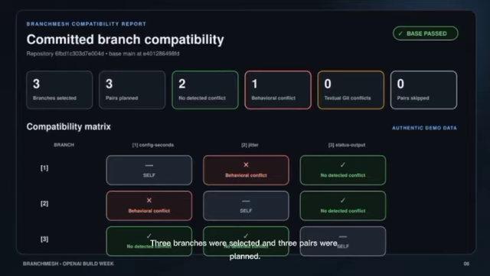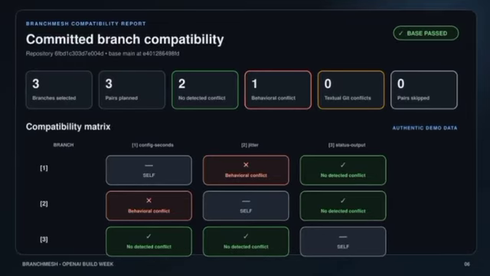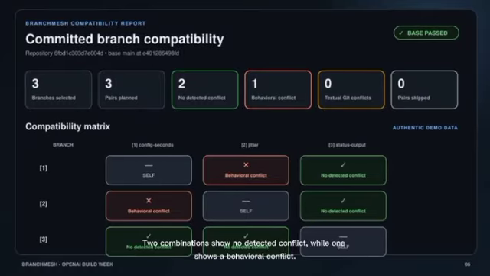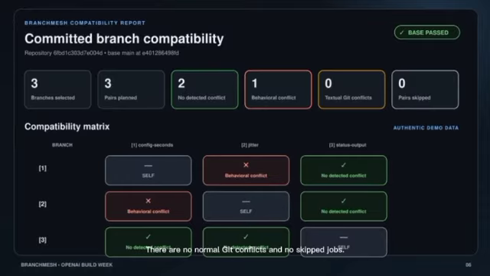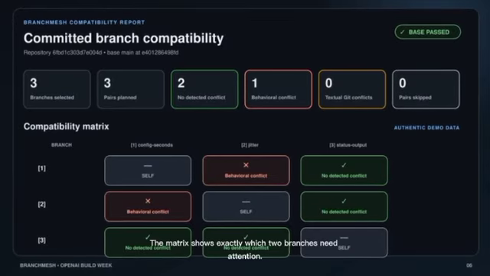3 branches were selected and 3 pairs were planned. 2 combinations show no detected conflict, while 1 shows a behavioral conflict. There are no normal JIT conflicts and no skip jobs. The matrix shows exactly which 2 branches need attention.